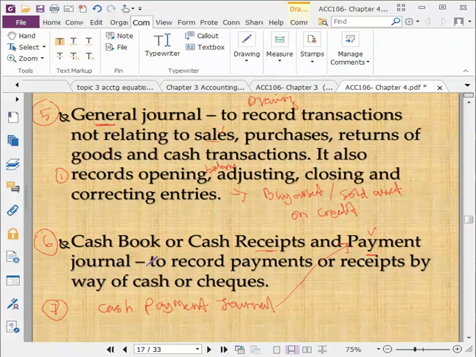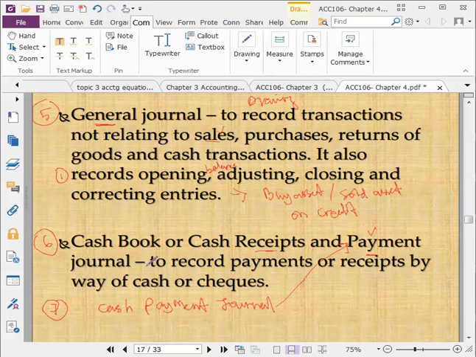Sales journal. Okay, how about the customer return the goods to the business? Return inward. Okay, kita dapat balik barang tu. Customer pulang balik, pulang semula, return back the product. So return inward.